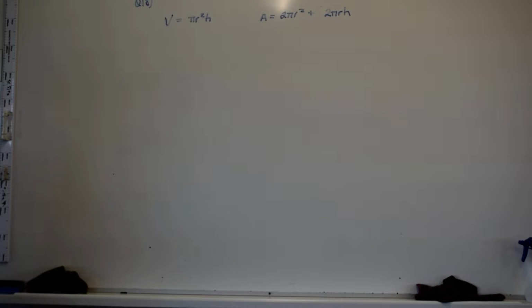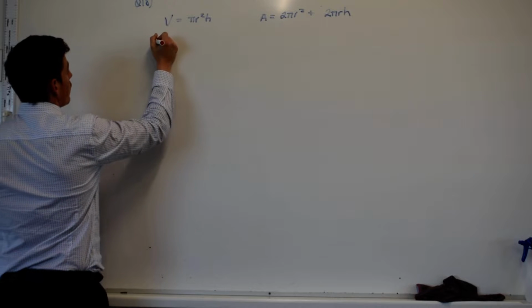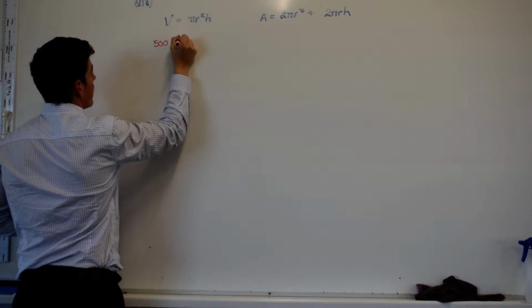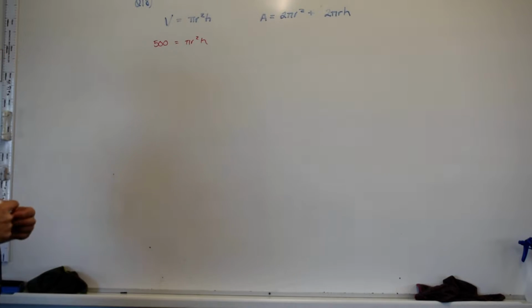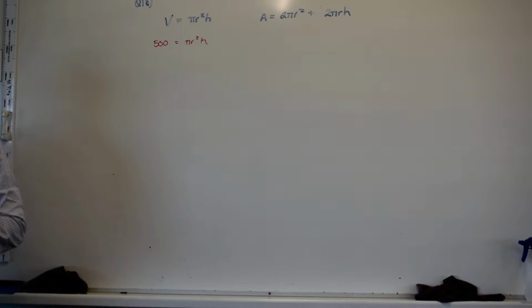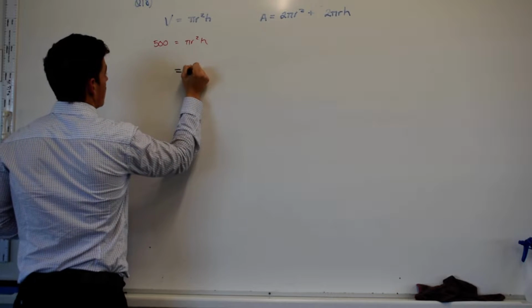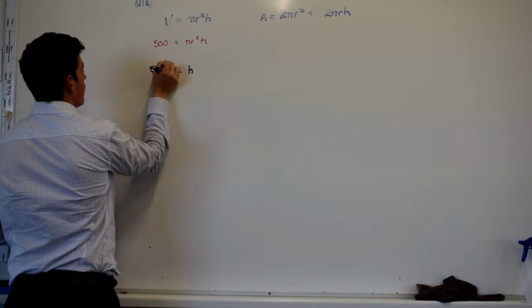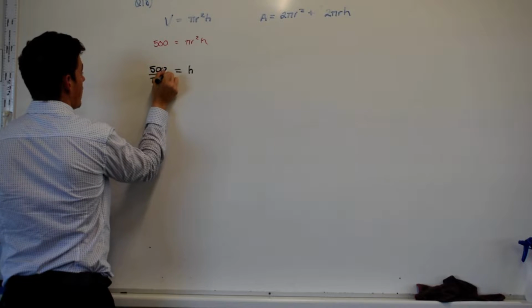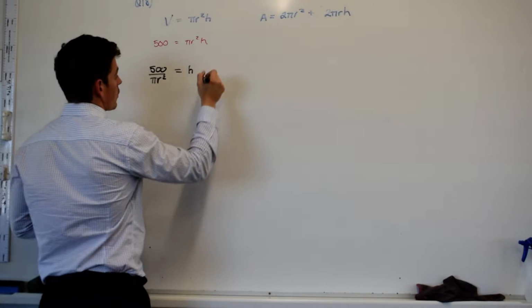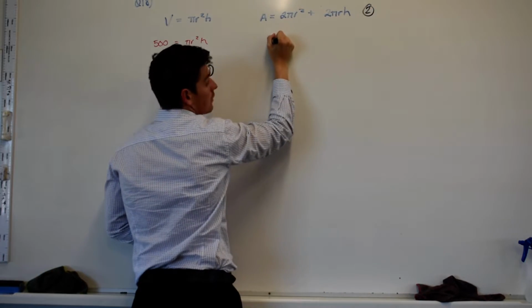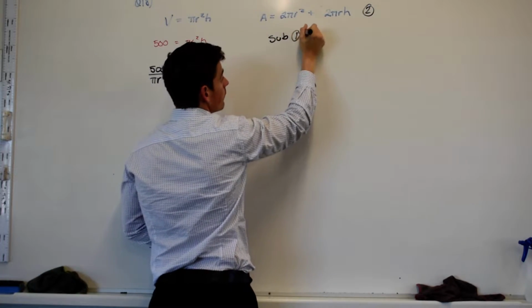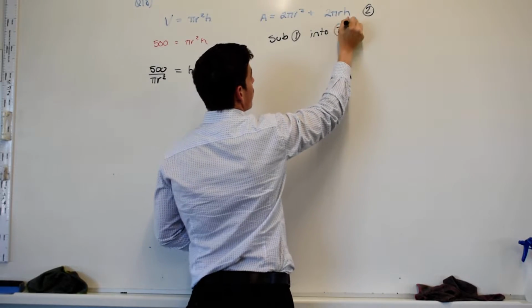Well, we know the volume of the can is 500. So we're going to have to use this equation to get rid of a variable and ask myself, what variable looks the easiest to get by itself? H. H equals 500 over pi r squared. Call that 1, call that 2. So 1 into 2.